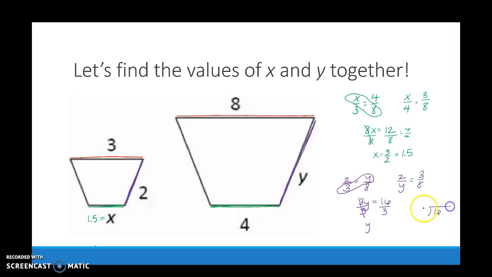16 divided by 3. 3 times 5 is 15. 1 decimal 0, 10. 3 times 3 is 9. And it looks like it's repeating. So 5.3 repeating. But we should know what 5.3 repeating is. It's 5 and 1/3. All right, perfect. Let's keep practicing.